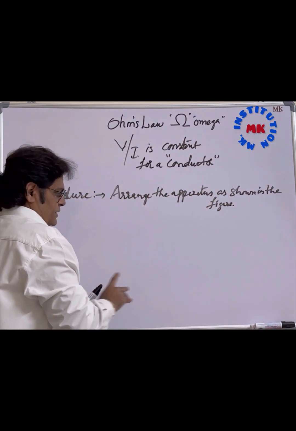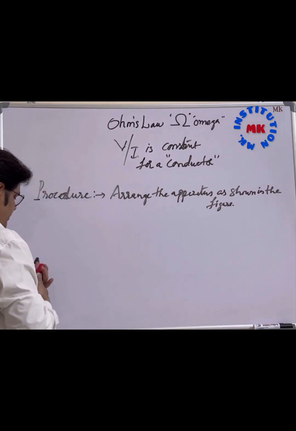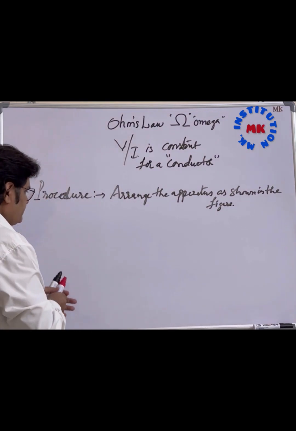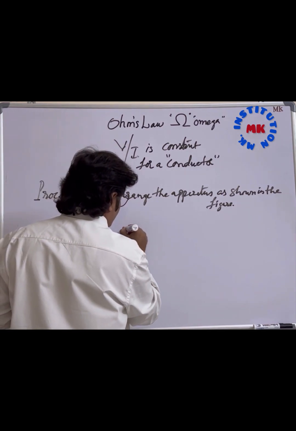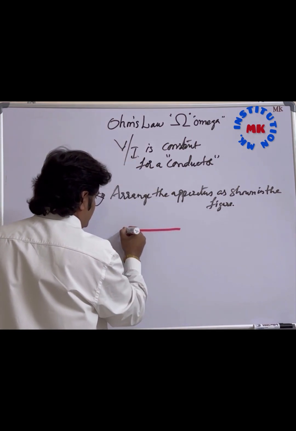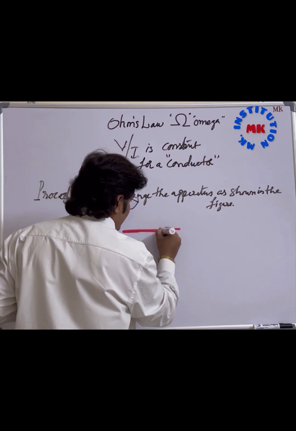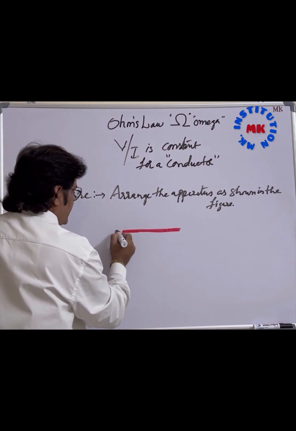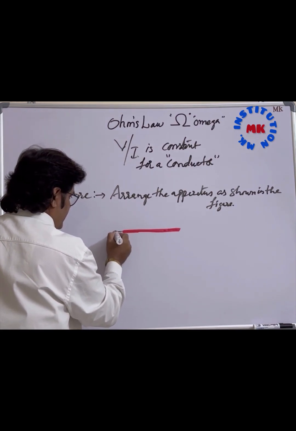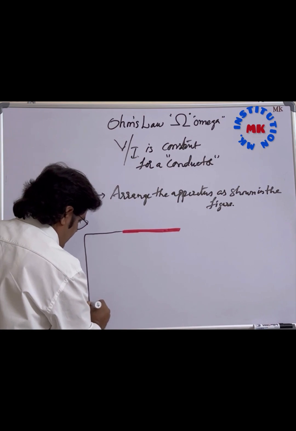Now we'll draw the arrangement here. What have we taken? We have taken the iron spoke, isn't it? So draw the iron spoke. Imagine this one is the iron spoke. Clear? Now to this iron spoke, connect, solder the wire.